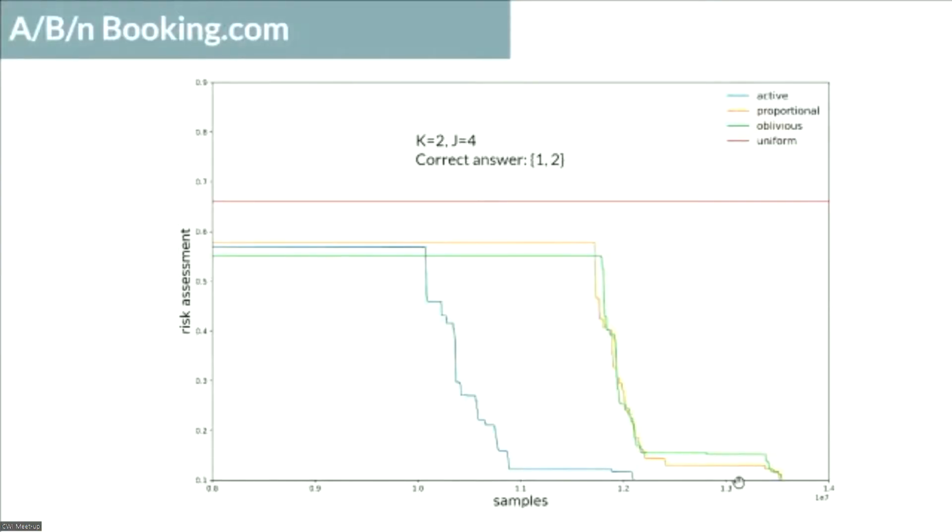In this particular case, proportional and oblivious, in this instance that we ran, didn't show any big differences. And we also tried a uniform case where we allocated the samples uniformly, in which case, with the particular sample size we had at hand, it never managed to drop its risk assessment below approximately 68%. With more samples it would have dropped, of course, but it just needed more samples to be more certain.